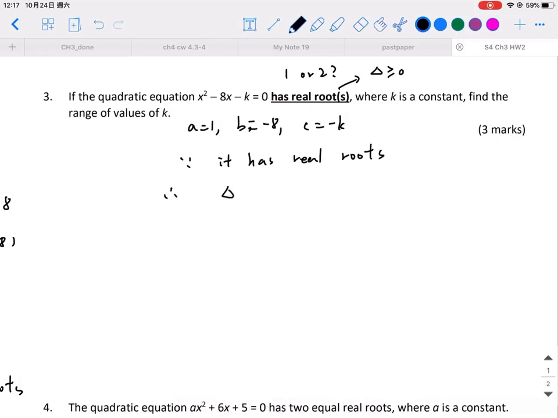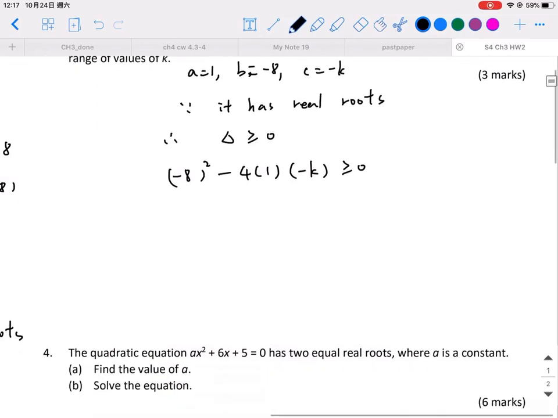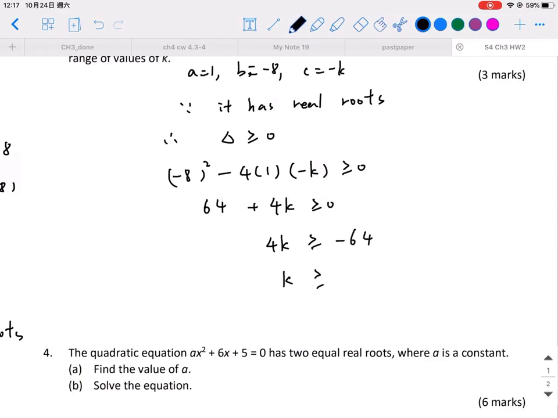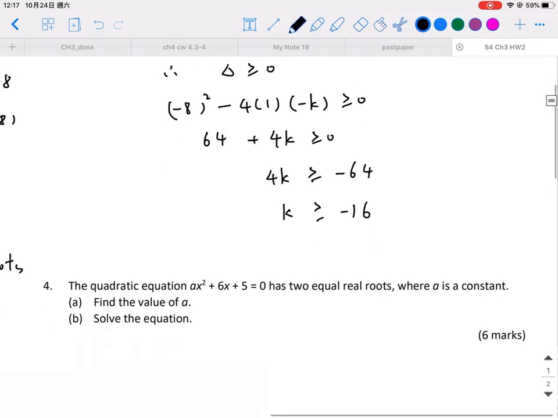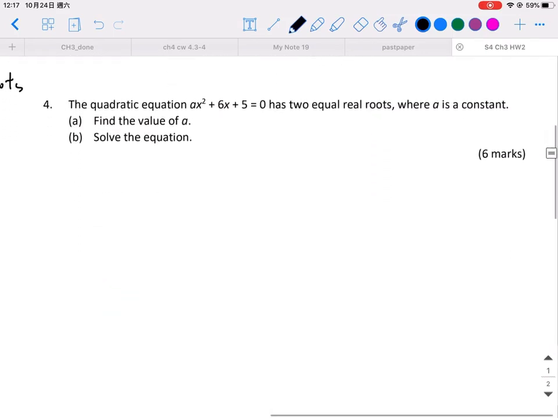So discriminant will be greater than or equal to 0, and b squared minus 4ac, -k greater than or equal to 0, and you get 64 plus 4k greater than or equal to 0, and you get 4k greater than or equal to -64. So the range of k will be k is greater than or equal to -16. So we finish question 3 and move on question 4.